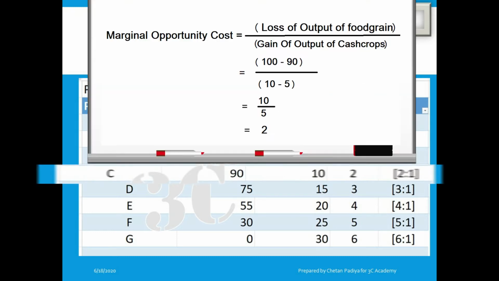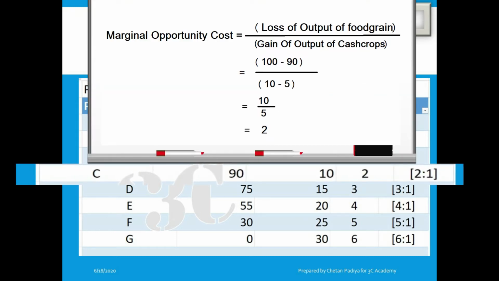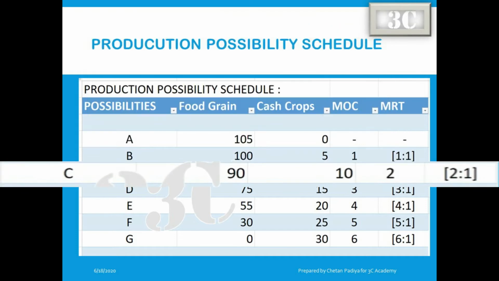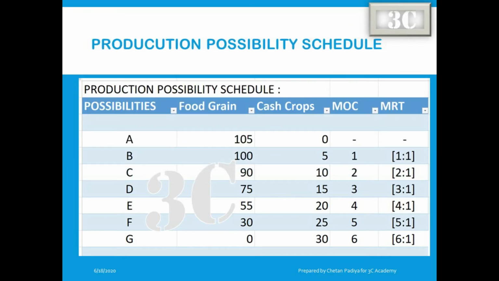Next, C point, another possibility is 90. Here you are sacrificing 10 units of food grain to produce 5 more units of cash crops. So sacrifice 10 divided by gain 5, marginal opportunity cost comes to 2, and this MRT is 2:1 as explained earlier. And you can see this way. Next, D, you are sacrificing 15 units to get 5 more units of cash crops. This happens because all resources are not equally efficient, and these resources are efficient for food grain and not so effective for cash crops. And you can refer to this table this way.